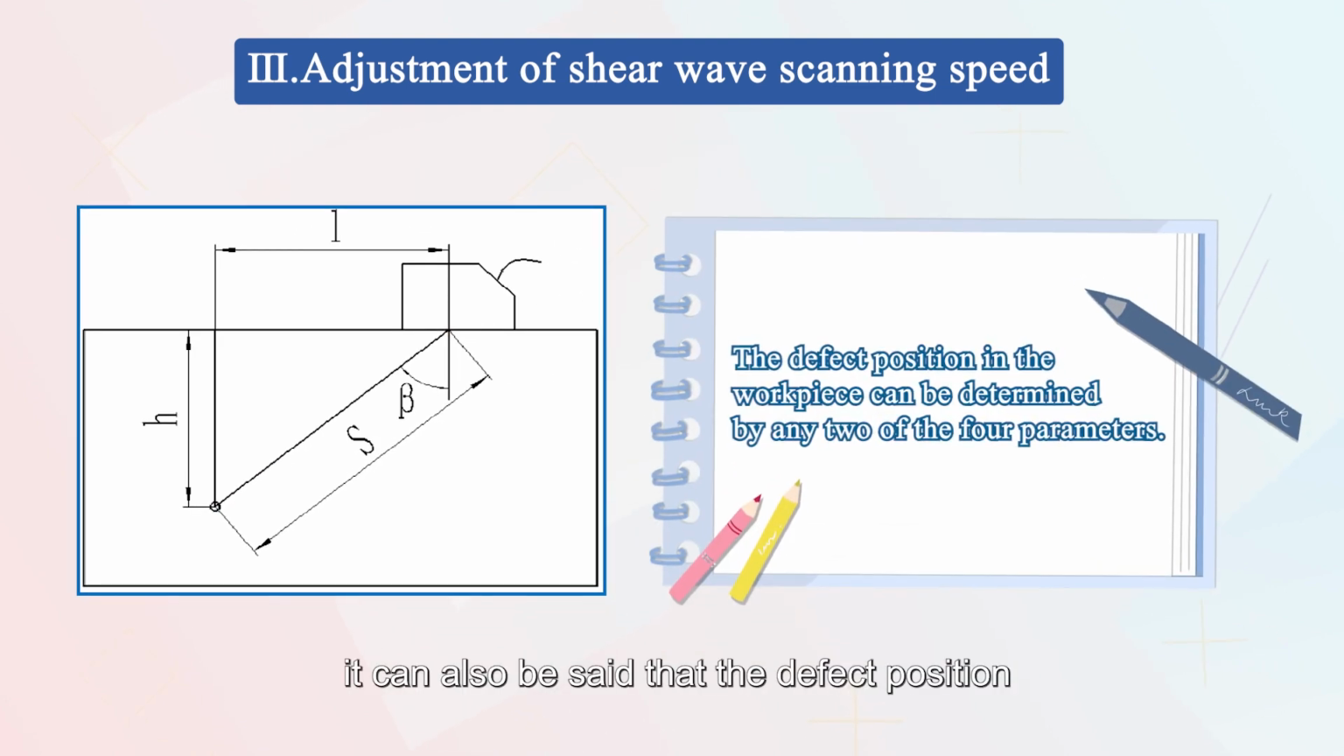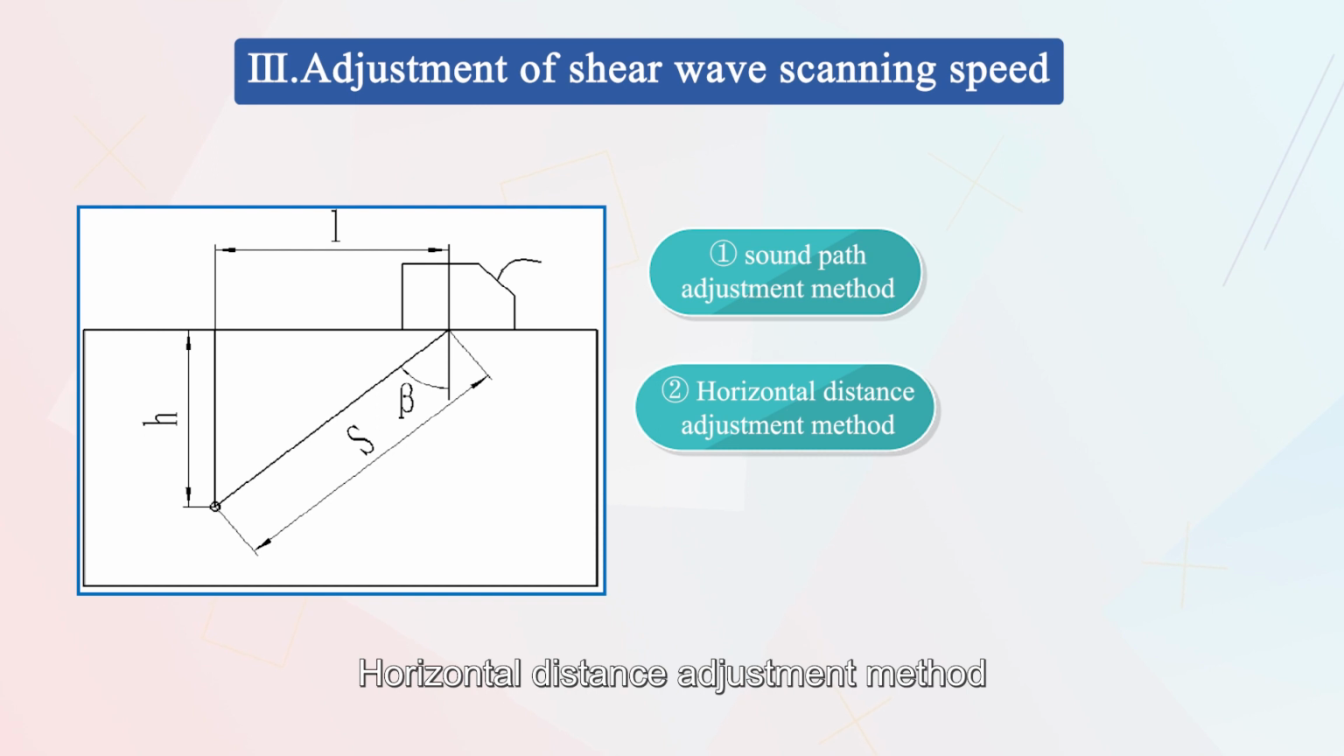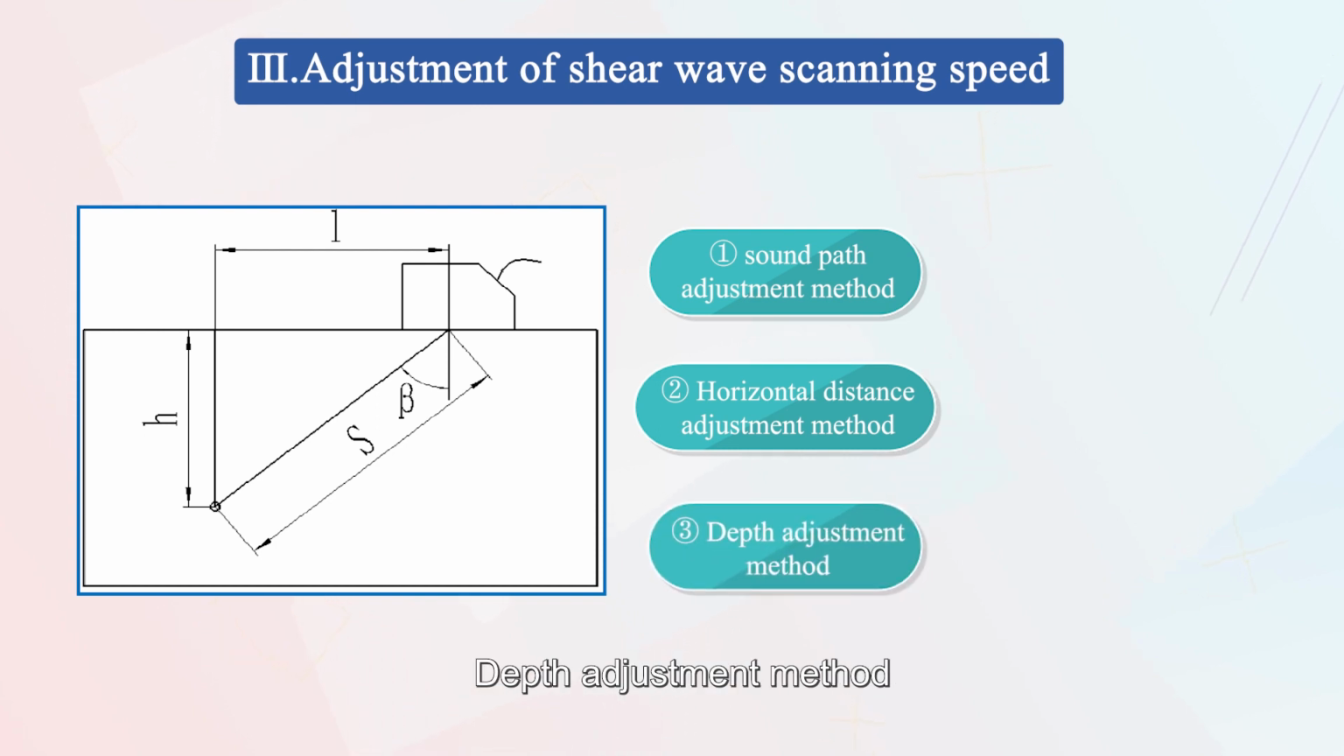Therefore, it can also be said that the defect position in the workpiece can be determined by any two of the four parameters. Therefore, there are three methods to adjust the S-wave scanning speed: sound path adjustment method, horizontal distance adjustment method, and depth adjustment method.